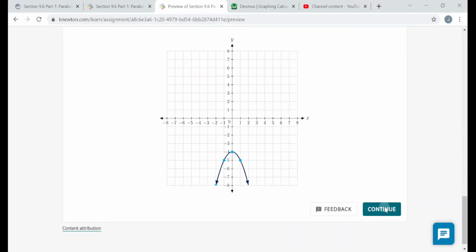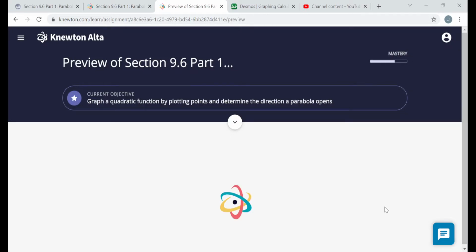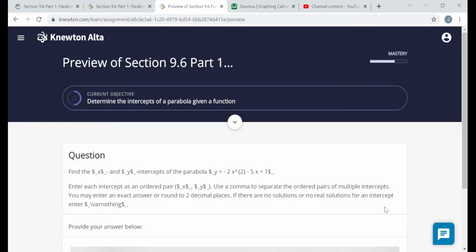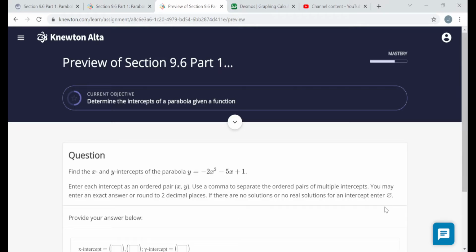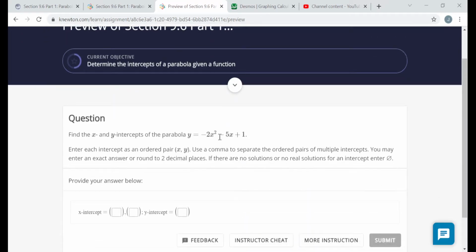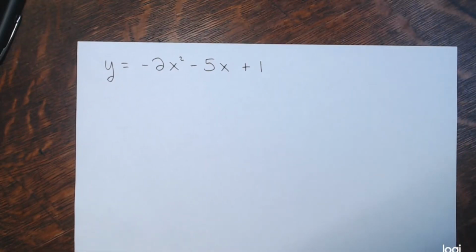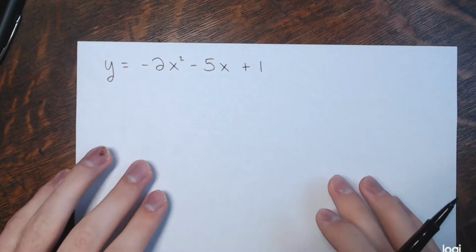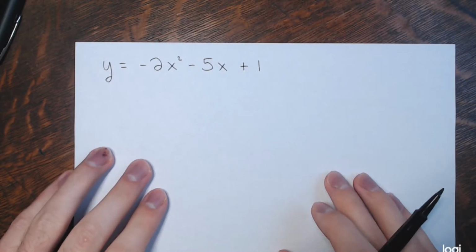All right. So now we're going back to some other objectives, either finding intercepts or finding axis of symmetry and vertices. So we're back to this determine the intercepts. So this time, again, I'm not going to graph it anymore. I'm just going to write this function out, and we'll find the intercepts by plugging in 0 for x or 0 for y and solving. So the function we're given, and again I copied it down correctly, I double checked: y equals negative 2x squared minus 5x plus 1.